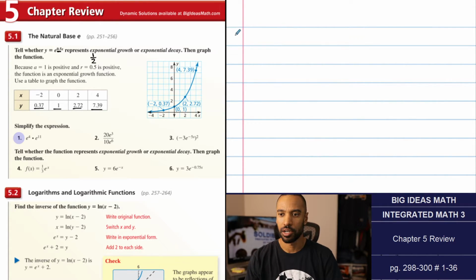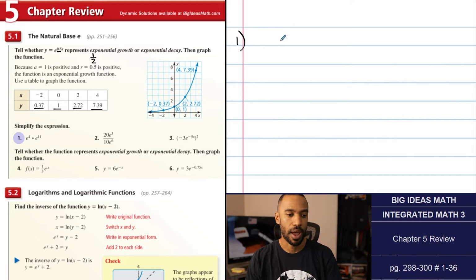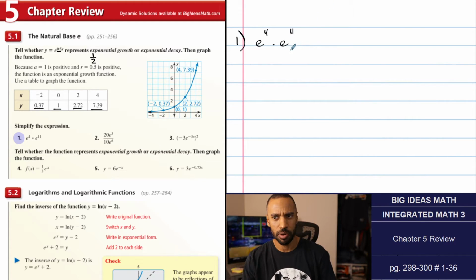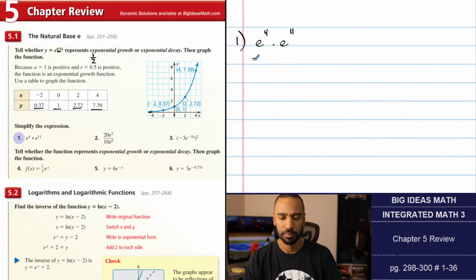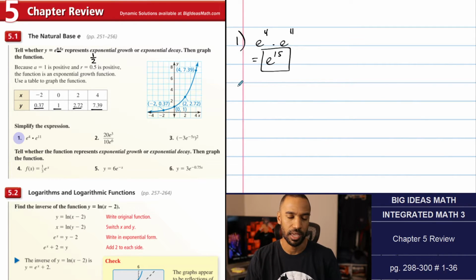Now, these ones are no real different than what we were doing in the previous chapter, although we were focused more on rational exponents and radicals. We are simplifying these expressions, e to the 4th times e to the 11th. No calculator use is expected in these problems. All you're doing is adding. You're just adding the 4 and the 11, and you get 15. Again, keep the base, add the exponents when you multiply two bases featuring exponents. And that's it, e to the 15th.